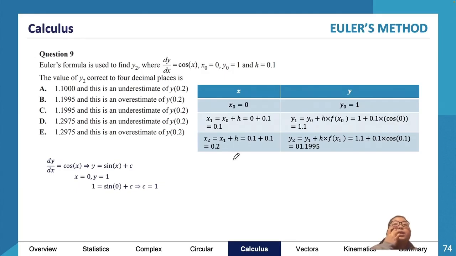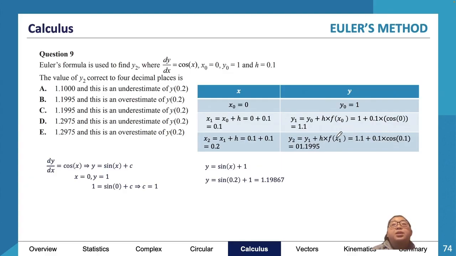And then have a go at doing this part of it, because it's asking whether it's an overestimation or underestimation. So all we have to do is anti-diff it, and when we anti-diff it, we'll get y equals sine x plus c, and we need the constant of integration. Then we substitute that in to get our value. So we'll get y equals sine x plus 1, and we sub in 0.2 to get y2, and that will equate to 1.19 something.